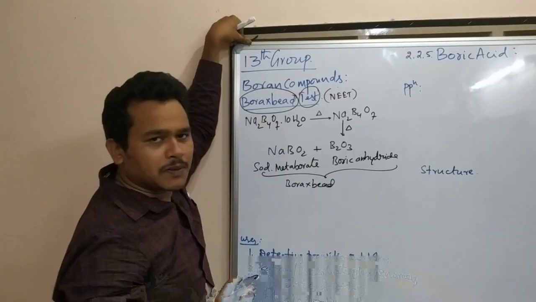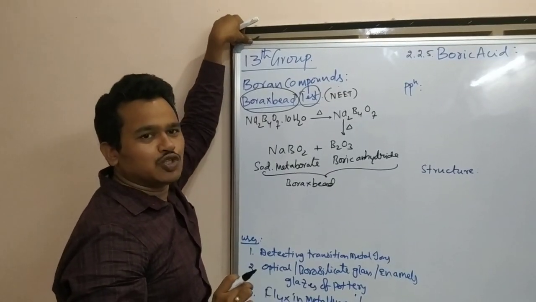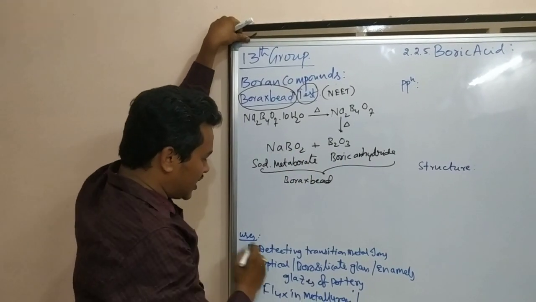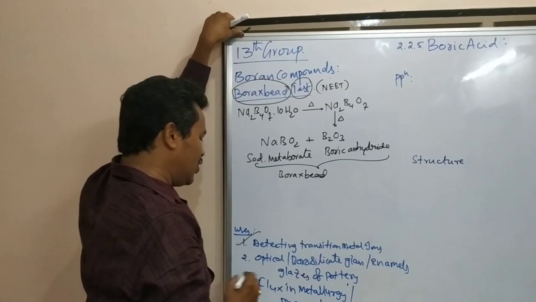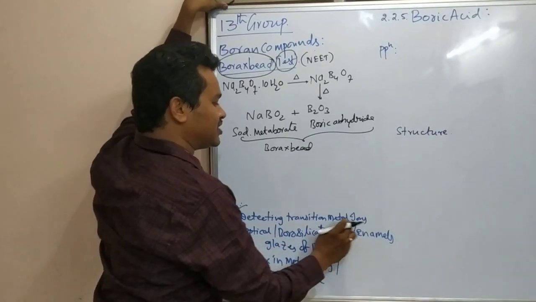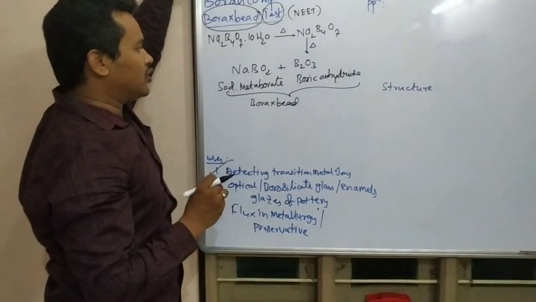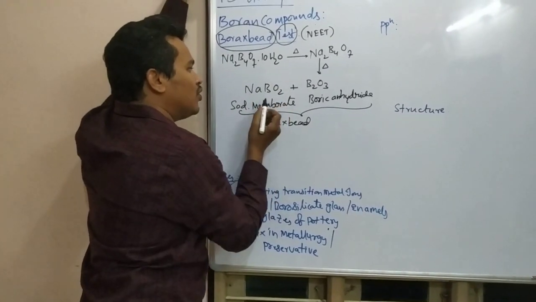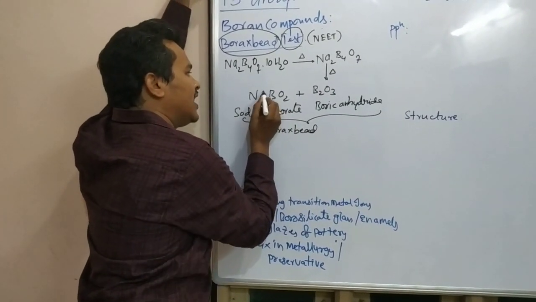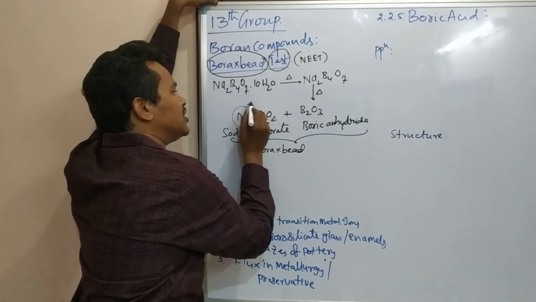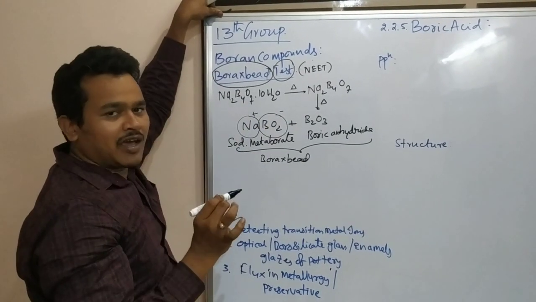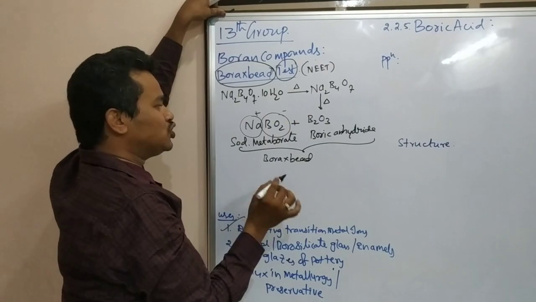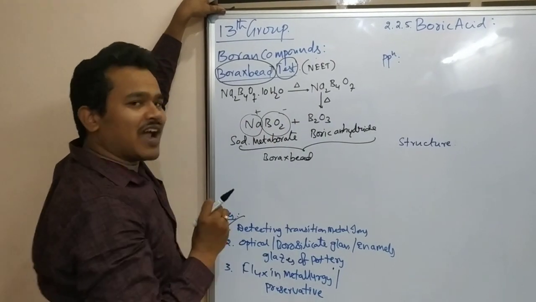For what purpose are we going to use this? One of the uses we are going to study here is detecting transition metal ions. That only we are going to study. See here, NaBO2. In NaBO2, Na is the positive part and BO2 is the negative part. Keep in mind, I will come again. It is used to detect the ions of transition metals.